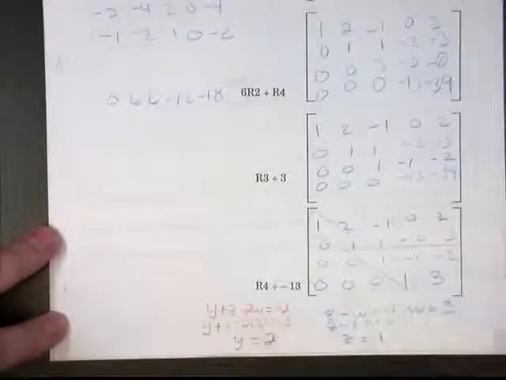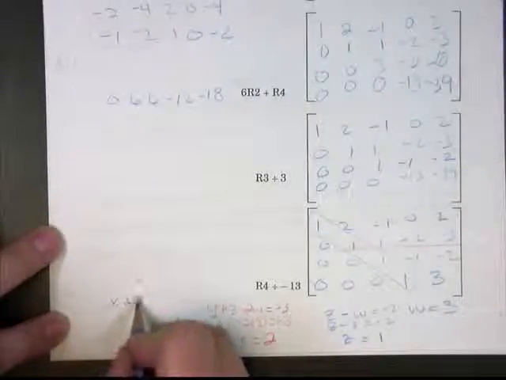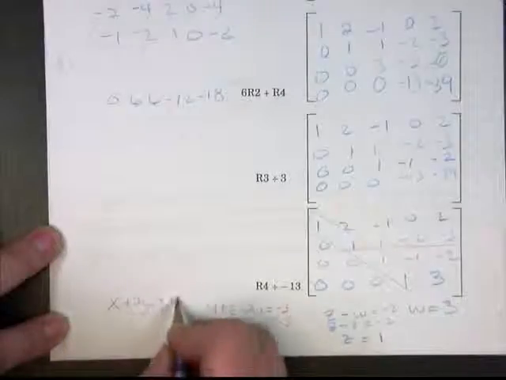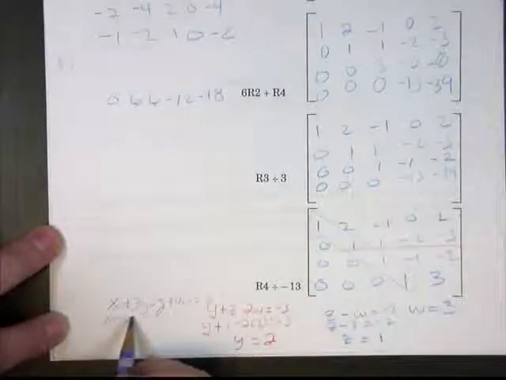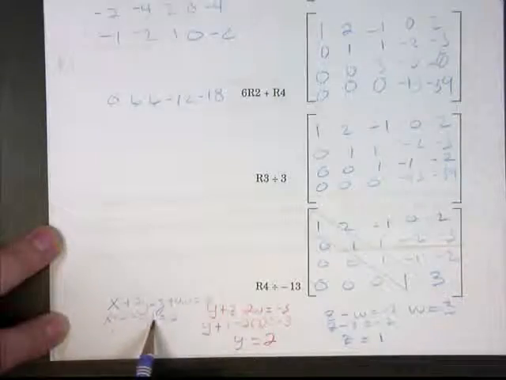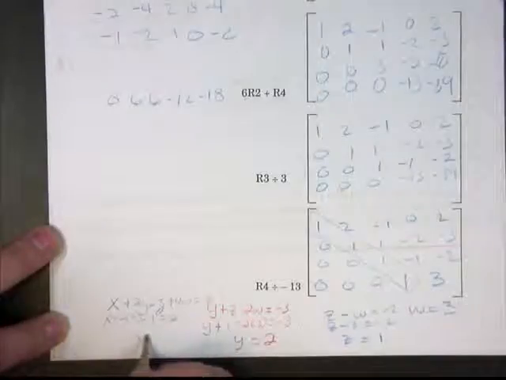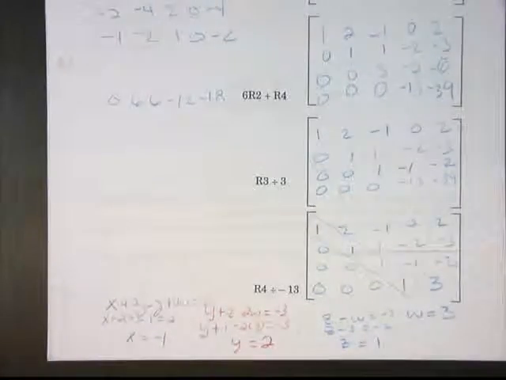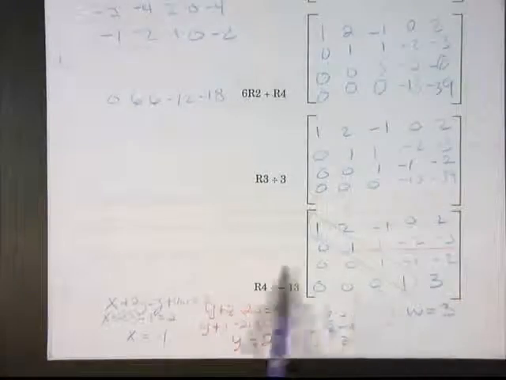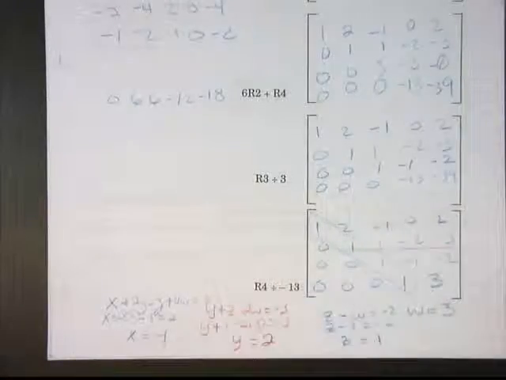And then I could take all of that information and put it up to the top and get that X plus 2Y minus Z plus 0W is 2. So X plus 2 times 2 minus 1. So 4 minus 1 is 3. Take that over. We get negative 1. So once we get it to this, it's very simple to then go back and solve it.